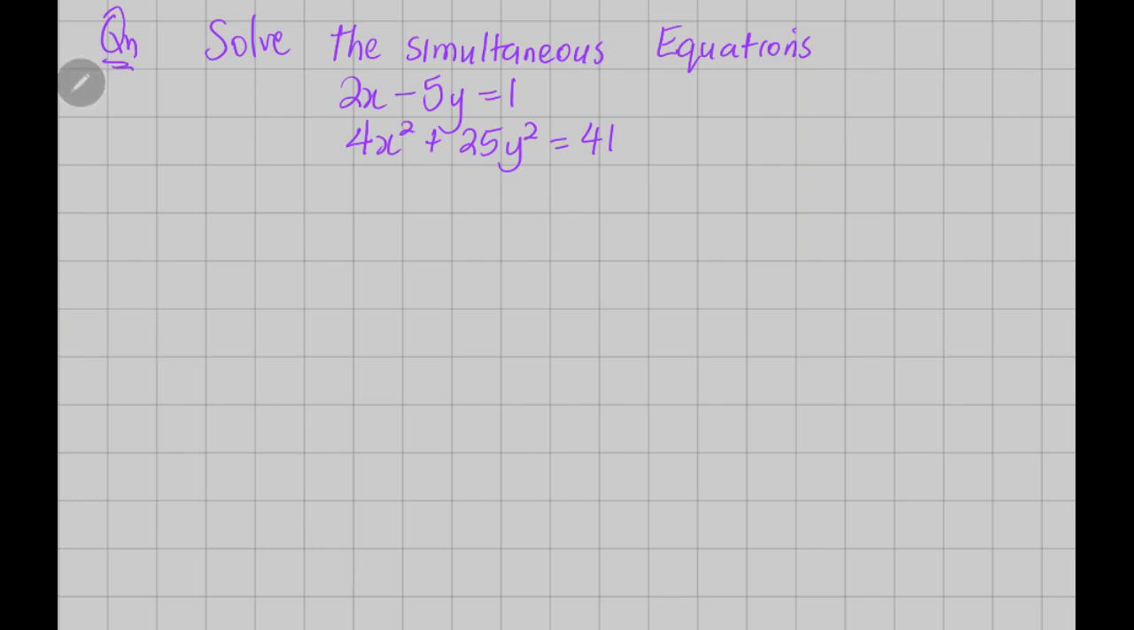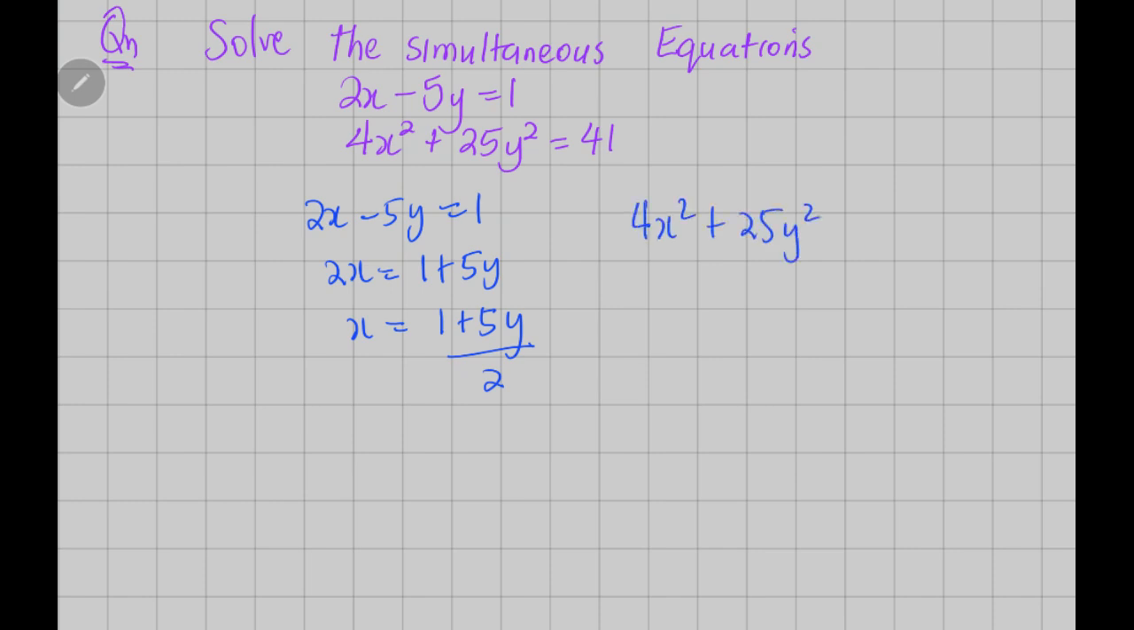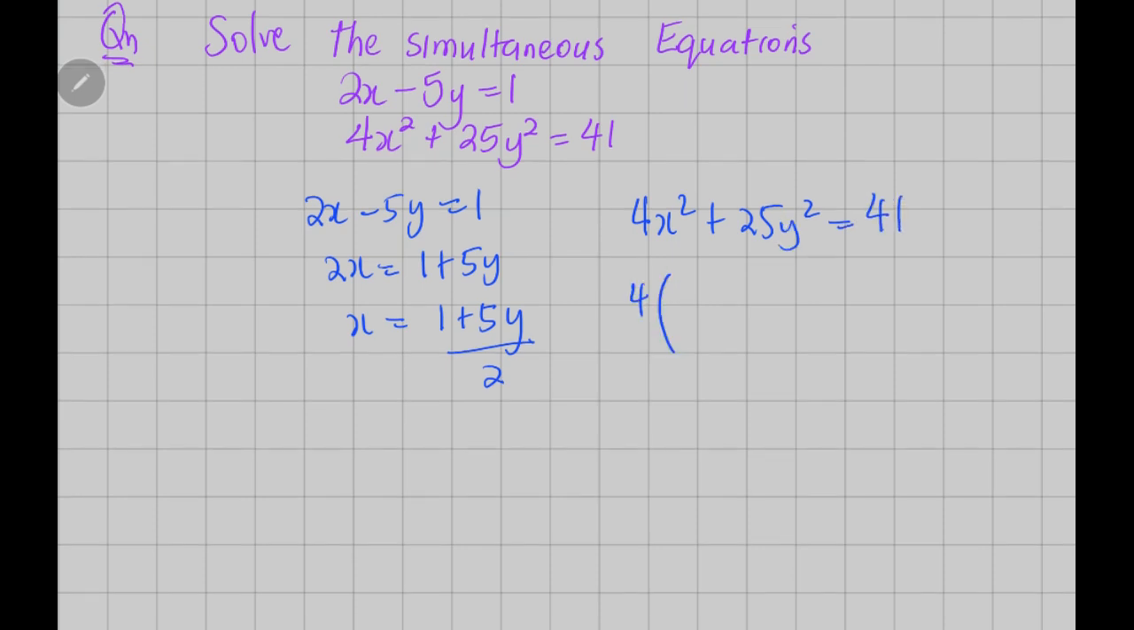First we take the linear equation 2x minus 5y is equal to 1 and make x the subject, so 2x is equal to 1 plus 5y. If we divide both sides by 2, you get x is equal to (1 plus 5y) over 2. And then we go to the quadratic equation, which says 4x squared plus 25y squared is equal to 41. So if you substitute, you get 4 times ((1 plus 5y) over 2) squared plus 25y squared is equal to 41.